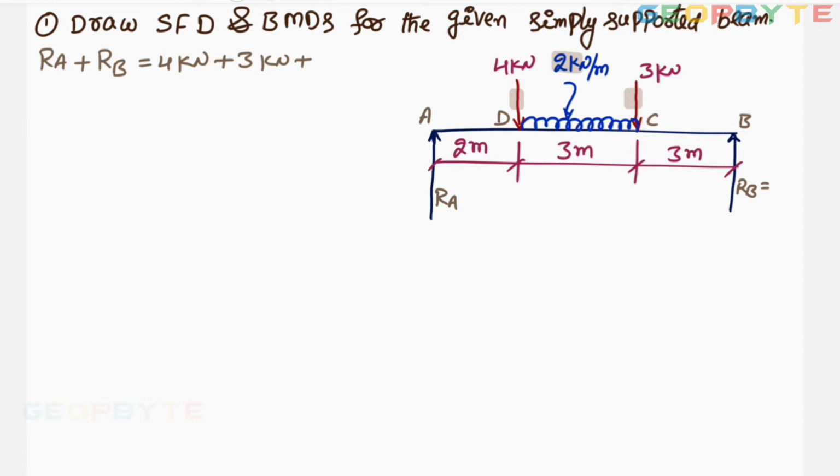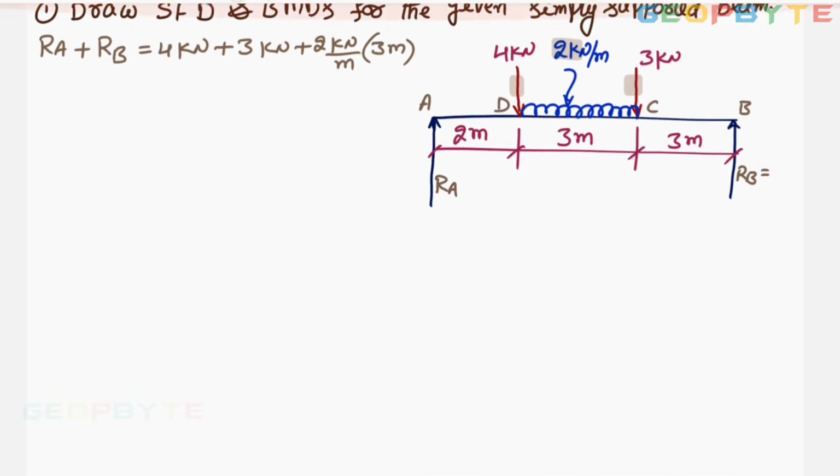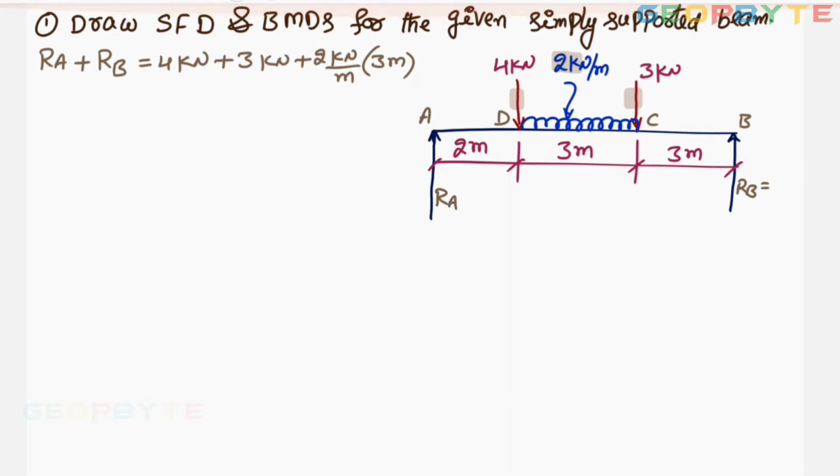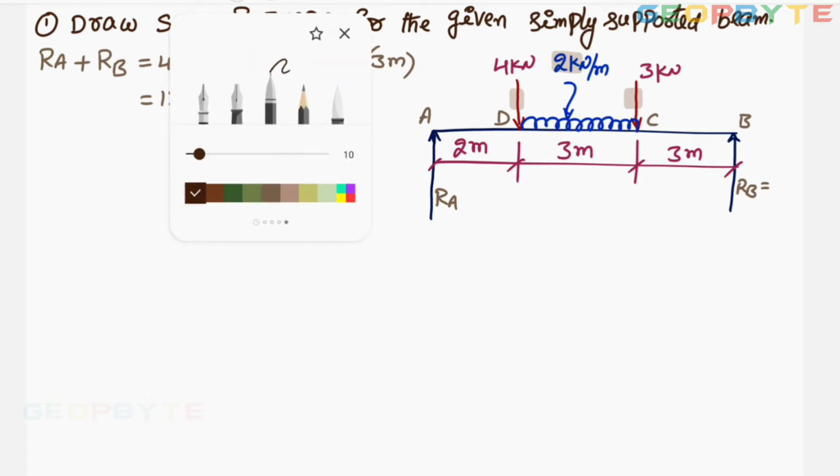But how do we get the point load from the UDL? By multiplying UDL with UDL distance. Here UDL distance is 3 meters. You can also verify with the units. Simplify this value for getting 4 plus 3, 7 plus 6, 13. 13 kilonewtons.